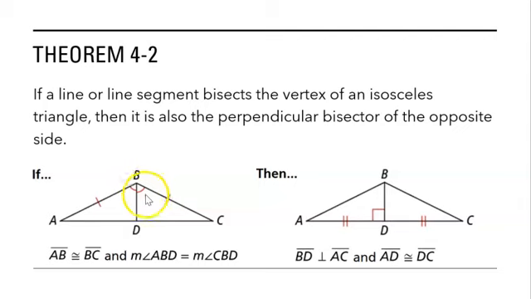So if I know that this is equal to this, and this is equal to this, then I also know that this is a right angle here, and I also know that this side is equal to this side. So we're going to look at some applications of this.